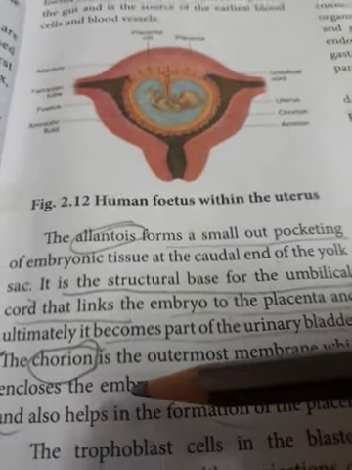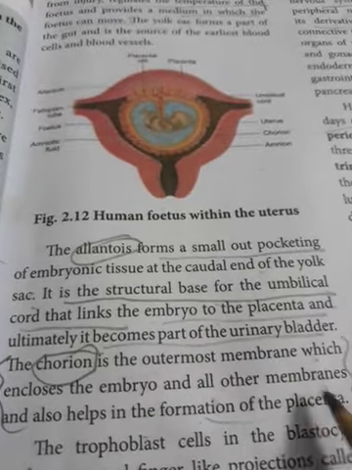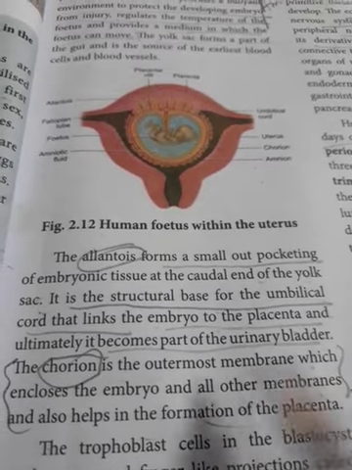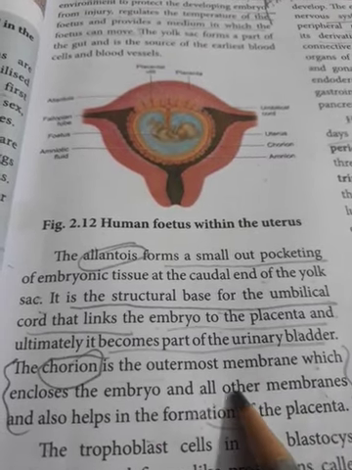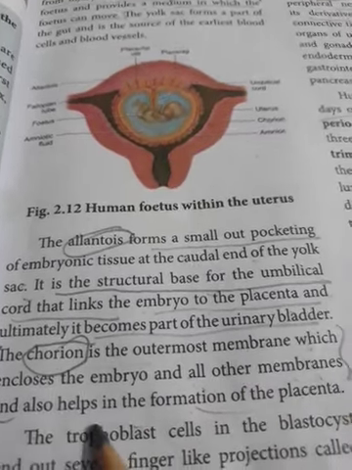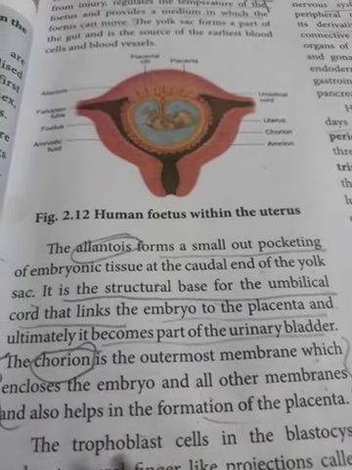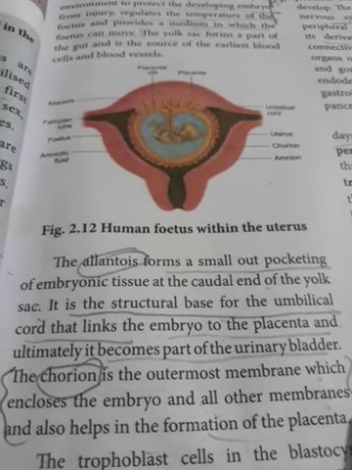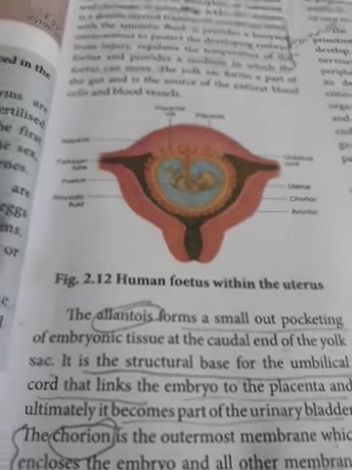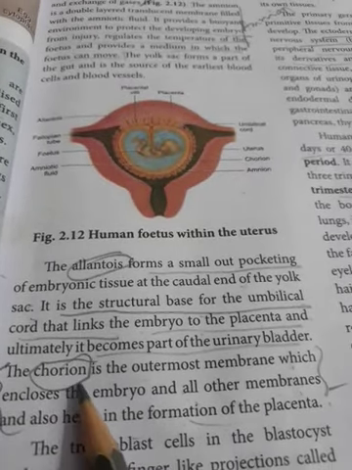Now, next one, the chorion. A chorion is the outermost membrane which encloses the embryo and all other membranes, and helps in the formation of the placenta. That is the outermost layer, which is called the chorion membrane.